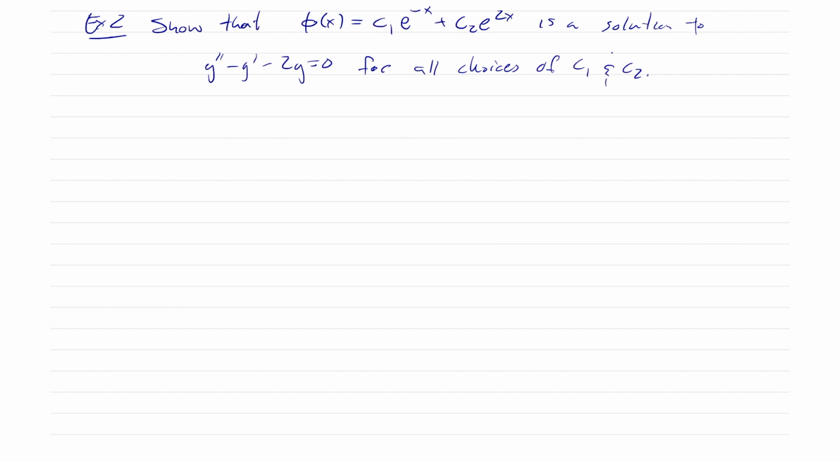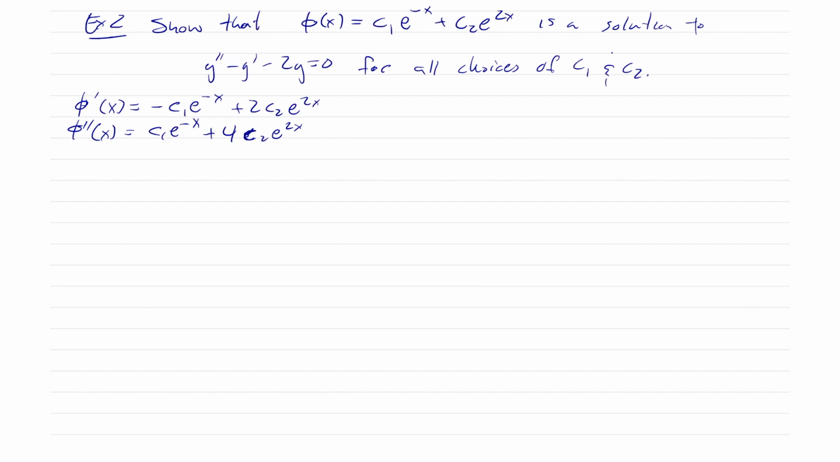Okay, so what we have now is something we think should be an explicit solution, and we have to plug it in here. Now we see that we have a second derivative, a first derivative, and the original function itself, so we're going to need all three of those. So let's go ahead and compute phi prime of x. Phi prime of x is equal to minus c1 e to the minus x, plus 2c2 e to the 2x. And phi double prime of x is equal to c1 e to the minus x plus 4c2 e to the 2x.